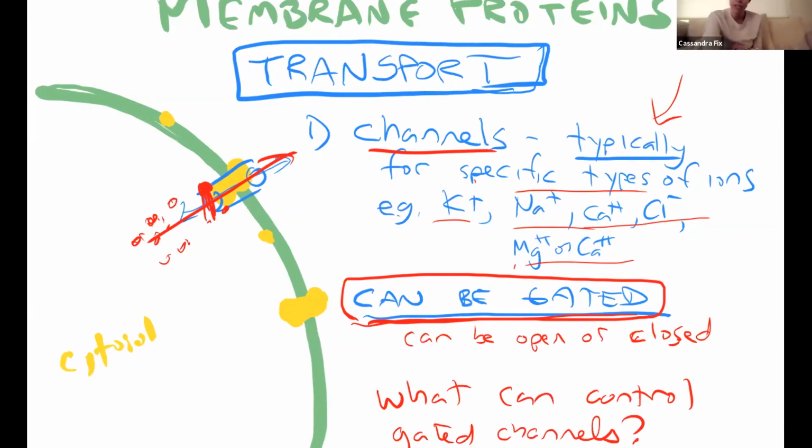Is it voltage? So one thing is voltage. Which means we also have to introduce the idea of voltage. So we're going to do a little tangent here and describe what the heck is voltage. All right. So tangent. Voltage.